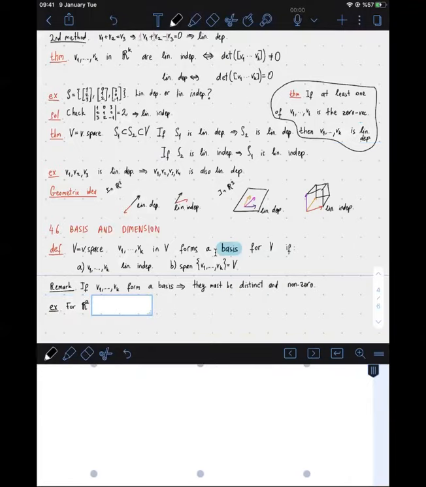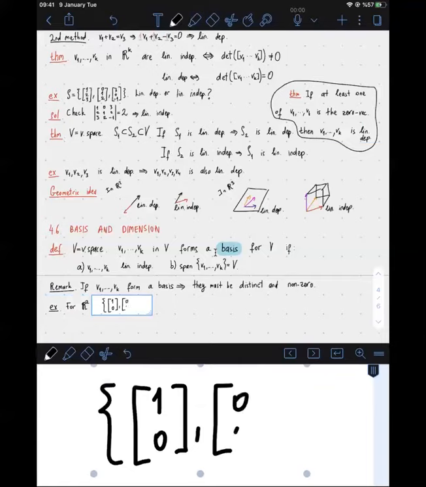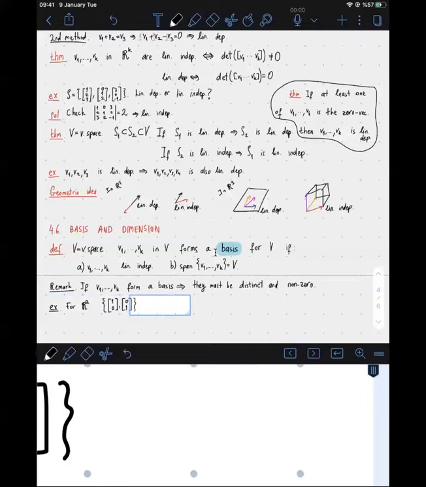For R2, these two vectors form a basis, (1, 0) and (0, 1). Sometimes we call them the i and j vectors in physics. So these vectors form a basis. You can see that they are linearly independent, and you can also see that you can get any vector in R2 by linear combinations of these two vectors. So let's look at it.